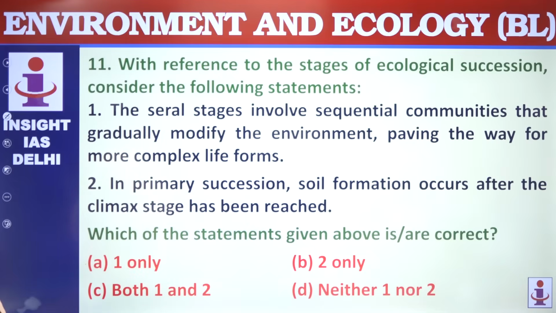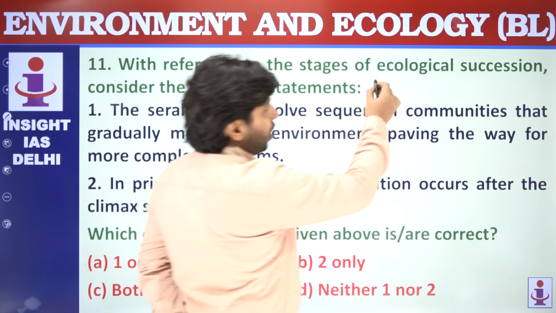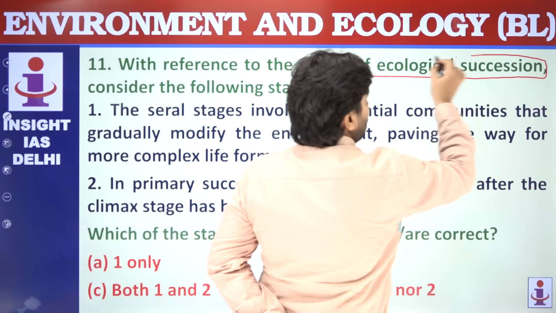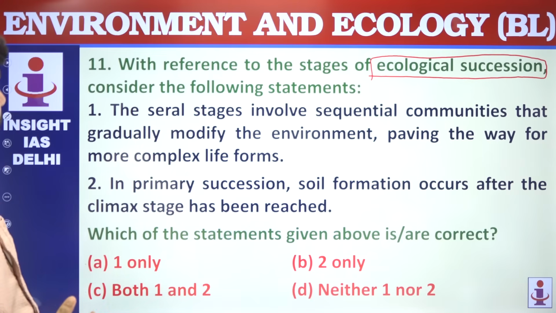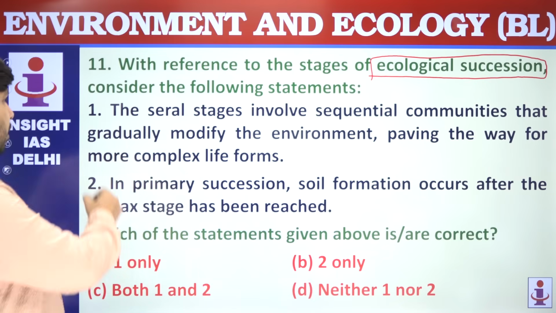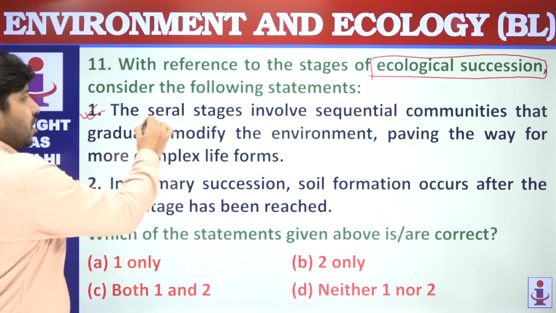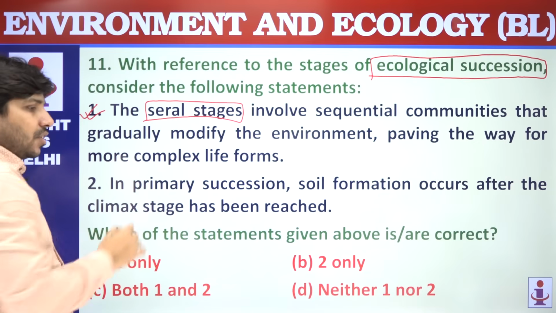Then we have this question regarding ecological succession. Ecological succession. Serial stages involve sequential communities that gradually modify the environment, paving the way for more complex life forms. Very much true. What are serial stages? The transitional stages.